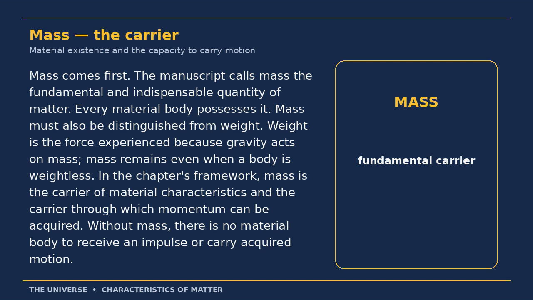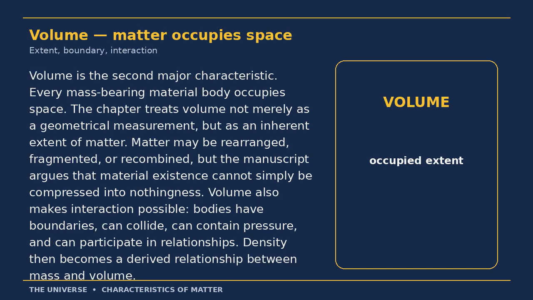Volume is the second major characteristic. Every mass-bearing material body occupies space. The chapter treats volume not merely as a geometrical measurement, but as an inherent extent of matter. Matter may be rearranged, fragmented, or recombined, but the manuscript argues that material existence cannot simply be compressed into nothingness. Volume also makes interaction possible. Bodies have boundaries, can collide, can contain pressure, and can participate in relationships. Density then becomes a derived relationship between mass and volume.